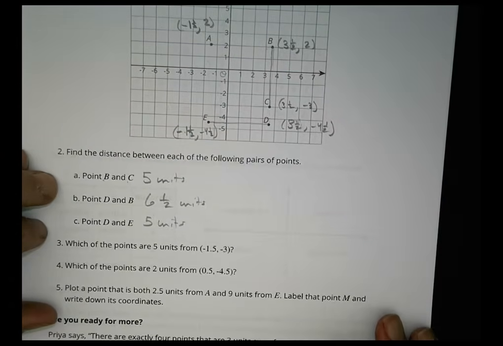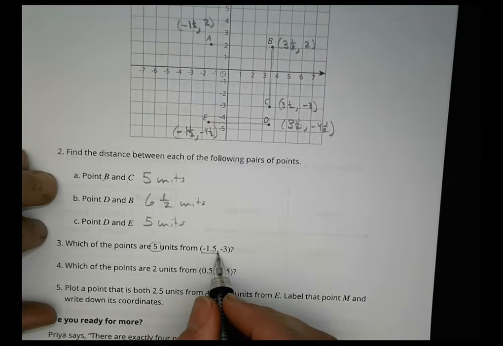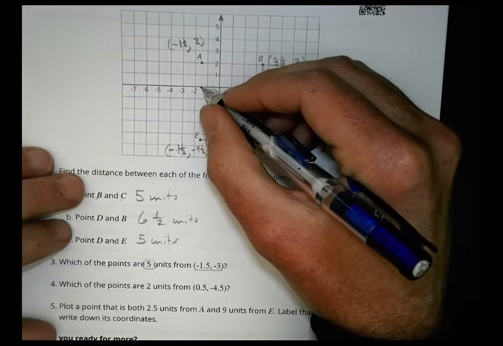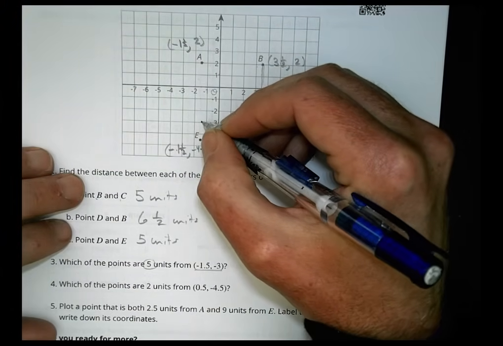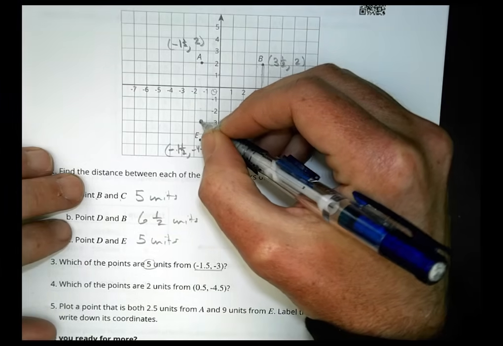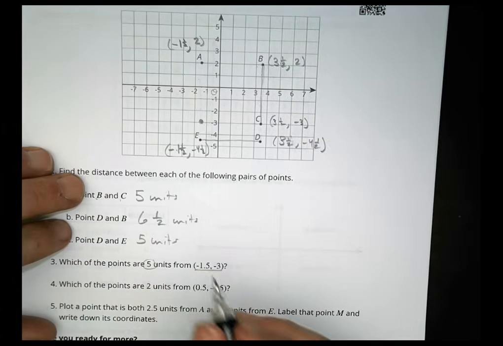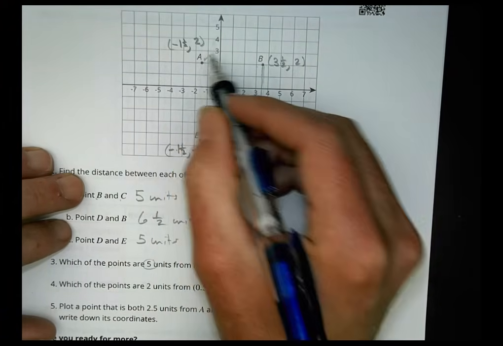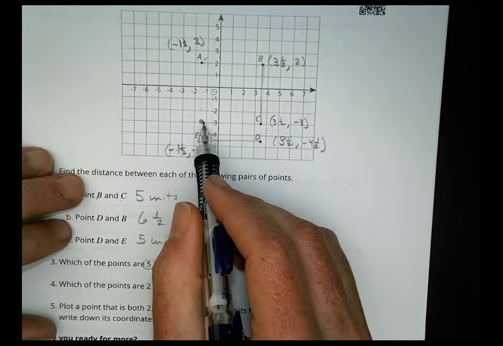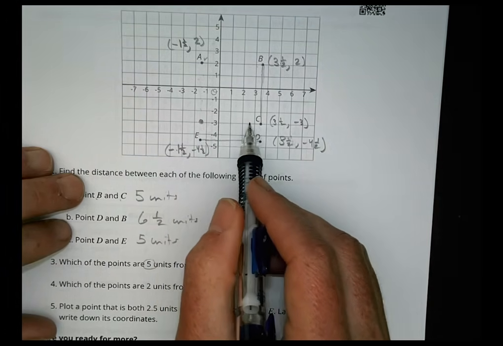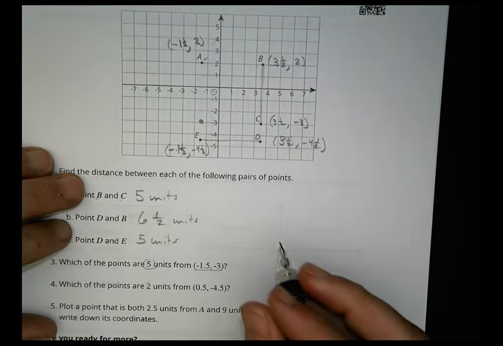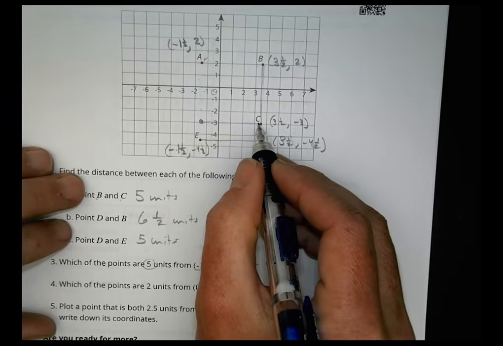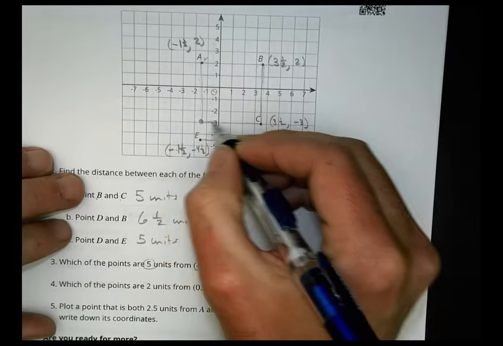Which of the points are 5 units from negative 1.5, comma negative 3? Well, let's plot it. Negative 1.5 and negative 3, 1, 2, 3, would be here. So which point is 5 units away from that? Okay, we can look up here and go 1, 2, 3, 4, 5. That seems to be the case. How about this one? We'd go halfway, 1, 2, 3, 4, 5. That looks like it is as well. So we would say A and C are both 5 units away from that point right there.